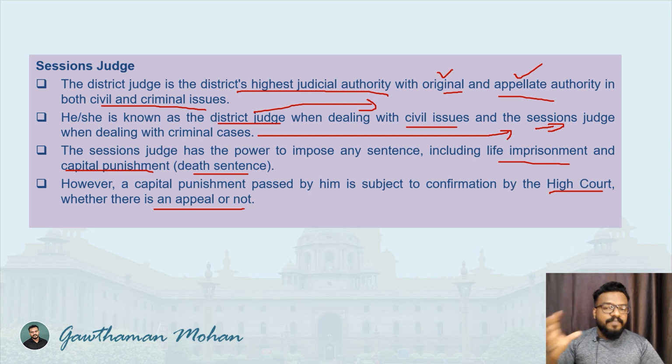So if there is an appeal existing or if there is no appeal, it has to get the confirmation from the High Court because it is related to capital punishment. Capital punishment means death sentence. Okay, very important aspects regarding the sessions judge. The sessions judge mainly deals with the criminal affairs or criminal matters, and the district judge deals with the civil matters.